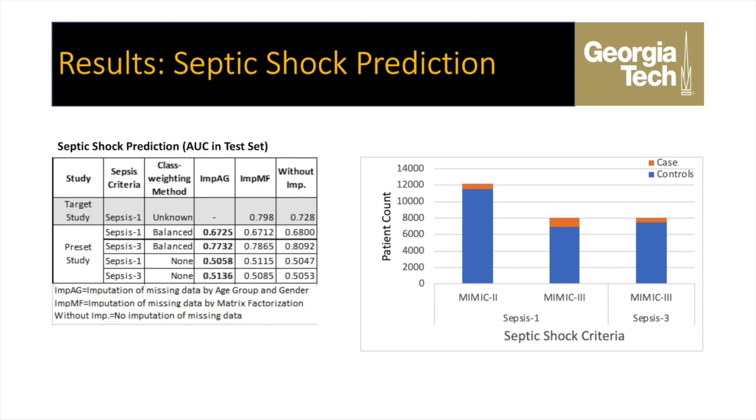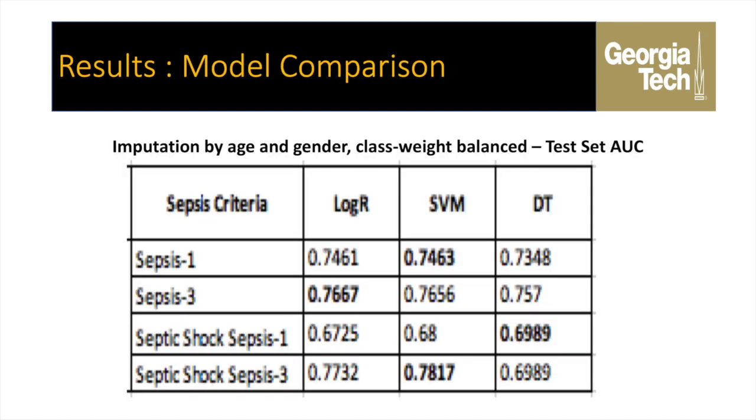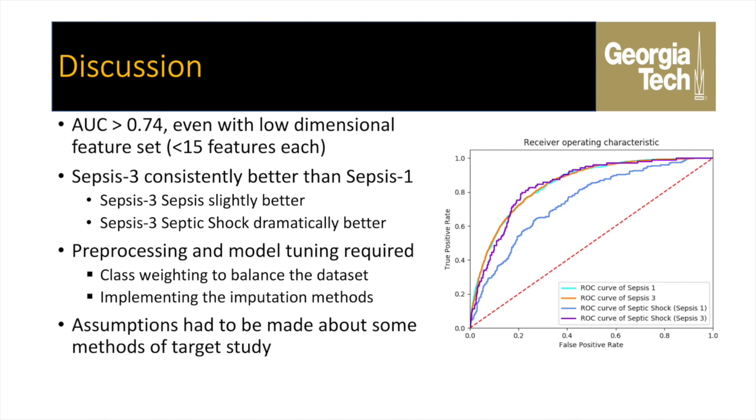For septic shock prediction, looking at the same column, our Sepsis 1 model performance was also lower than the target study. However, the Sepsis 3 model demonstrated a 13% improvement over Sepsis 1. This table lists the results for the SVM and decision tree models. Please see our paper for more details. AUC was consistently greater than 0.74 for this low dimensionality feature set. The Sepsis 3 models were consistently better performance-wise.